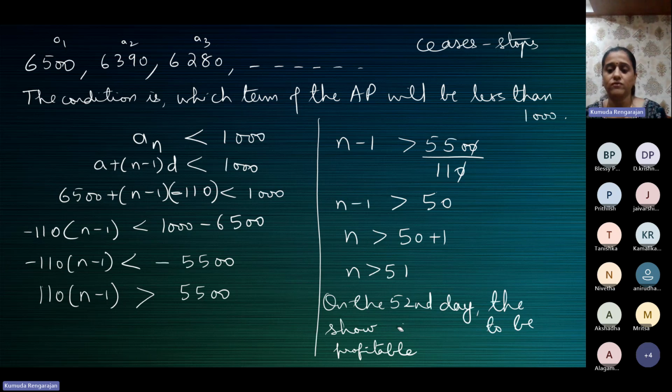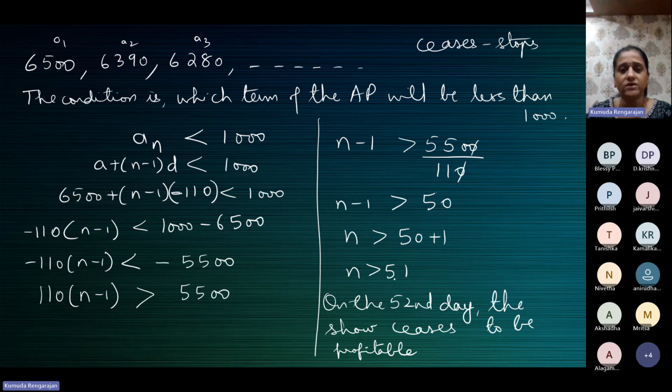The show ceases to be profitable. So you can verify your answer by finding A51, the 51st term. A51 is A plus 50D. We have A greater than 51, right? So we'll just find A51, that is, the ticket receipts for the 51st day.